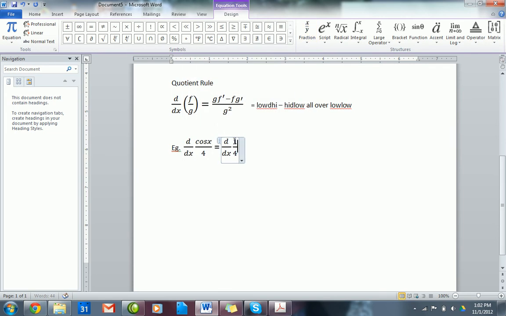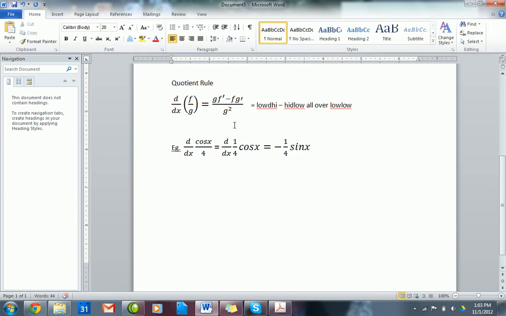This is the type of problem we have been working with. To differentiate 1/4 times cosine of x, I just use the coefficient rule. The 1/4 is a coefficient of cosine. It comes along for the ride, and then times the derivative of cosine. Of course, the derivative of cosine is negative sine, so I put the negative out front and the sine out back. So no need to use the quotient rule to differentiate cosine of x over 4.